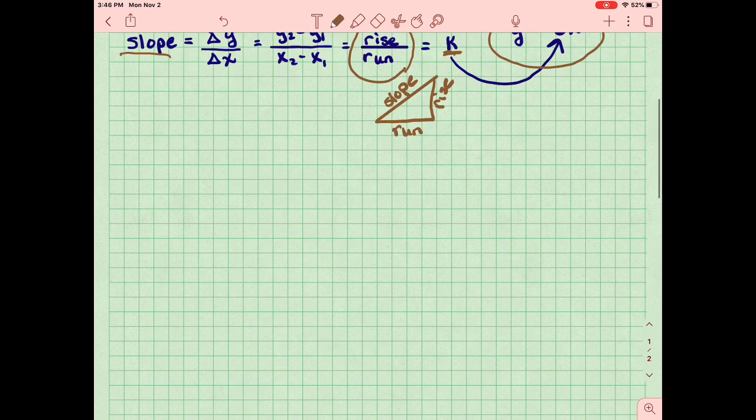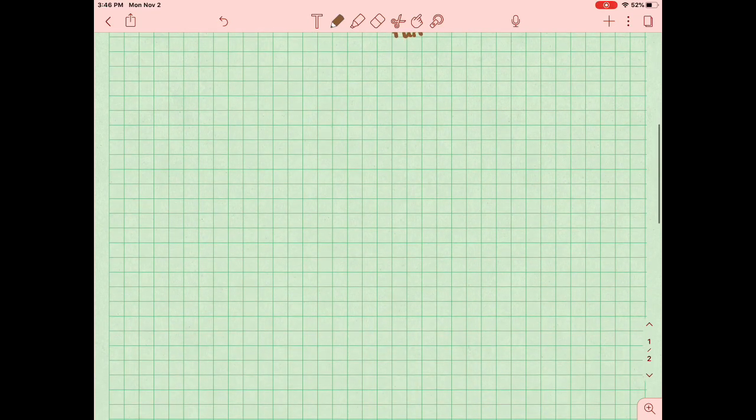So let's work a few problems and show you how some of this works. If I'm looking on page 185, then let's look at number 1. And it says, name the constant of variation for each equation. So basically we're talking about slope. Then find the slope of the line that passes through each pair of points.